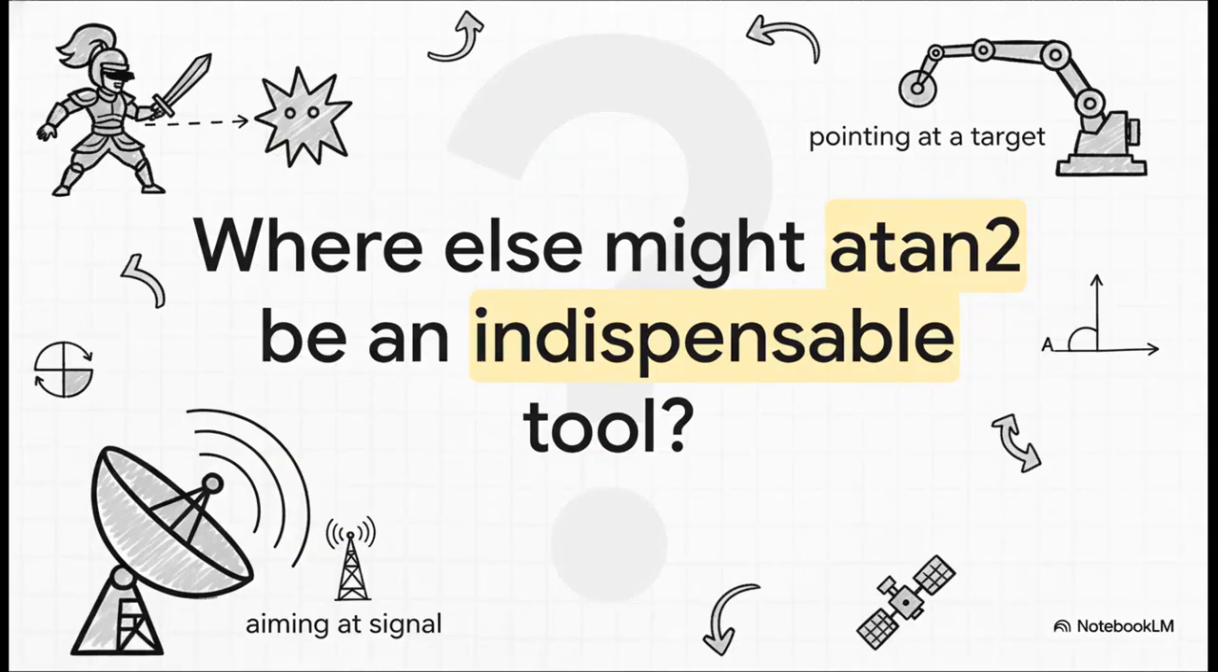And this brings us to the big takeaway. This whole problem of finding the correct angle from coordinates, it isn't just some weird niche thing in complex math. Think about it. A character in a video game needing to turn and face an enemy. A robotic arm that needs to point at a specific target. A satellite dish that needs to aim at a signal in the sky. These are all real-world atan2 problems. The argument of a complex number is just one perfect example of a much more universal and incredibly useful tool.